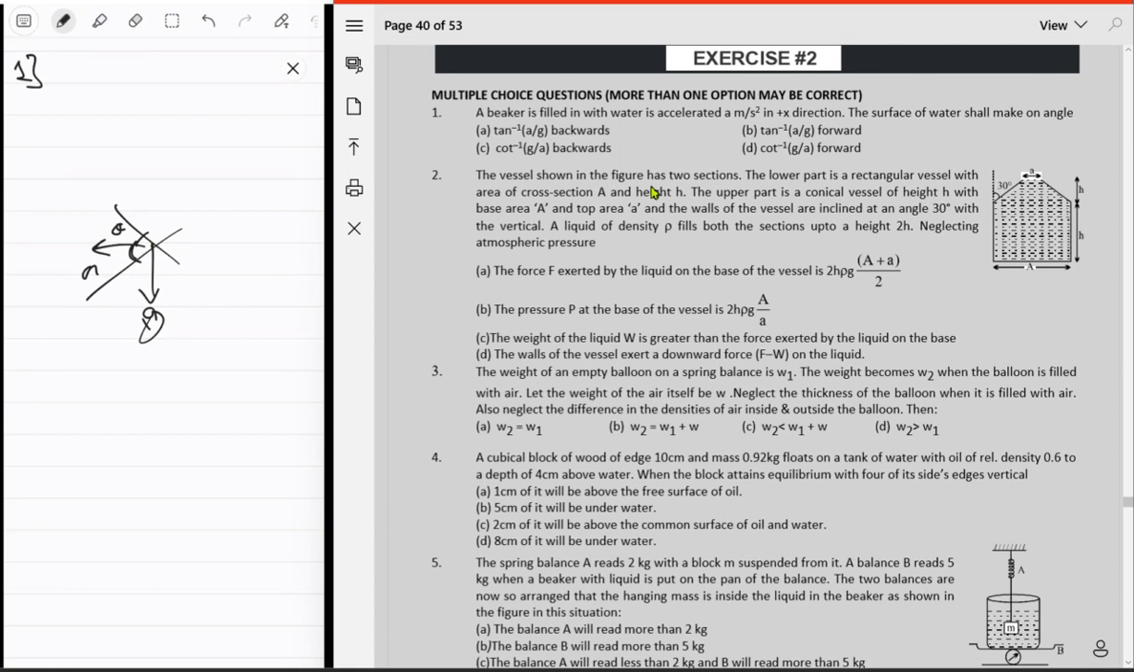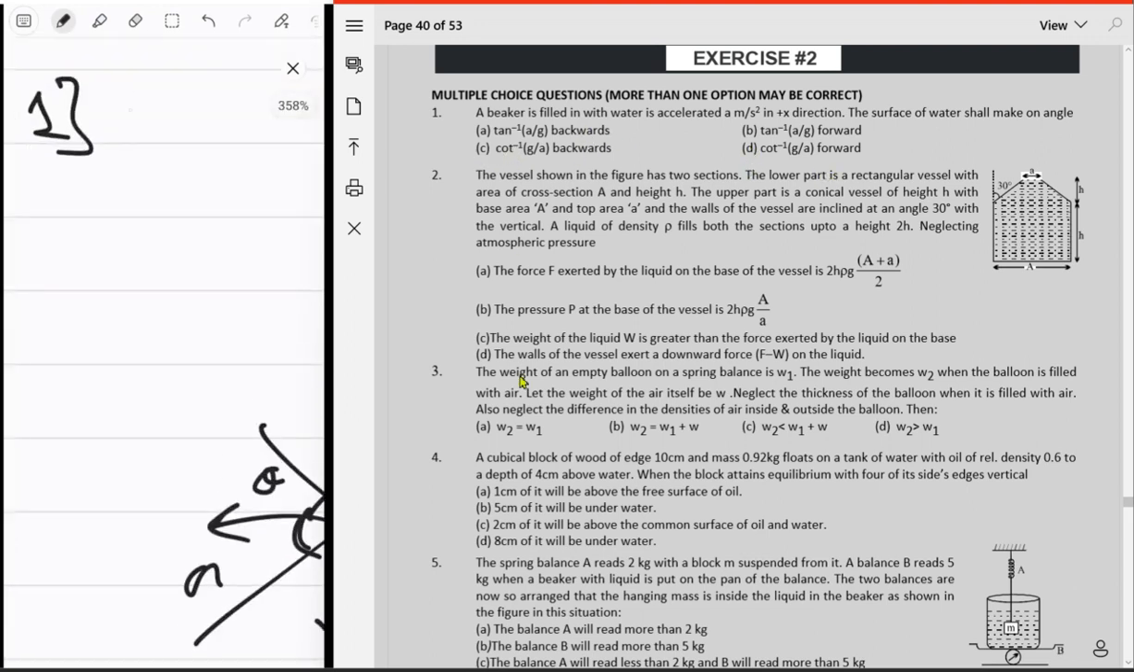I don't know. But it is negative, so I guess that's related to backward somehow. Just assume it's backward. So it's backwards, and it's tan inverse of a upon g. So A and C. Next question.